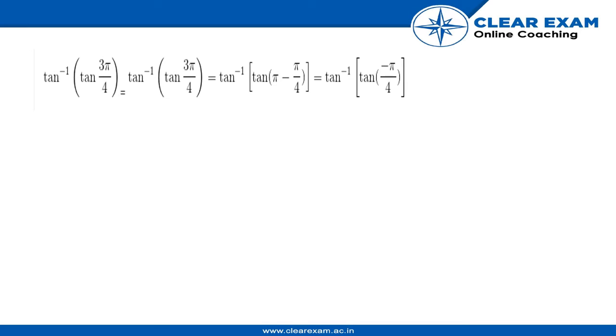Okay, now I hope you all remember one identity, that is tan of pi minus x, which is actually equal to minus tan x. Let me highlight it here. This thing is equal to this, where x is equal to pi by 4. So we wrote tan of 3 pi by 4 as tan of pi minus pi by 4, which further simplifies to tan of minus pi by 4.